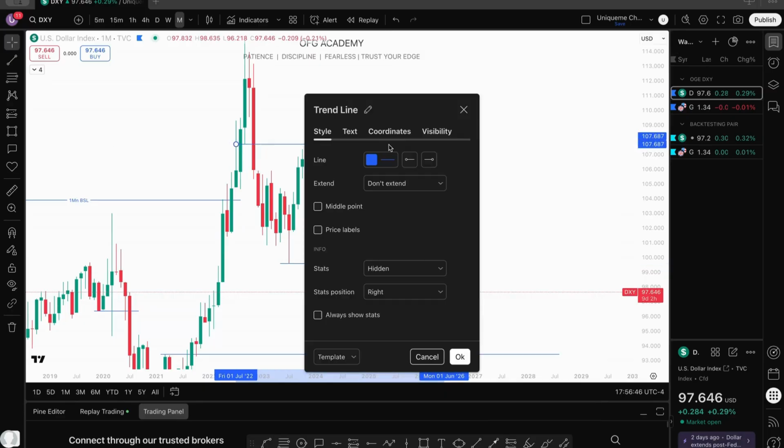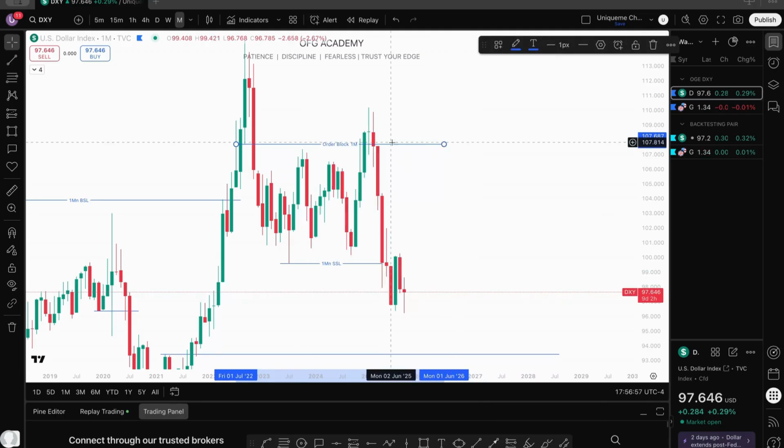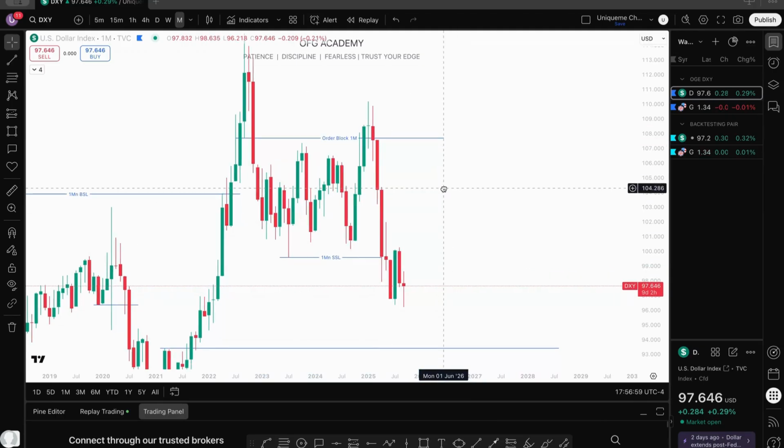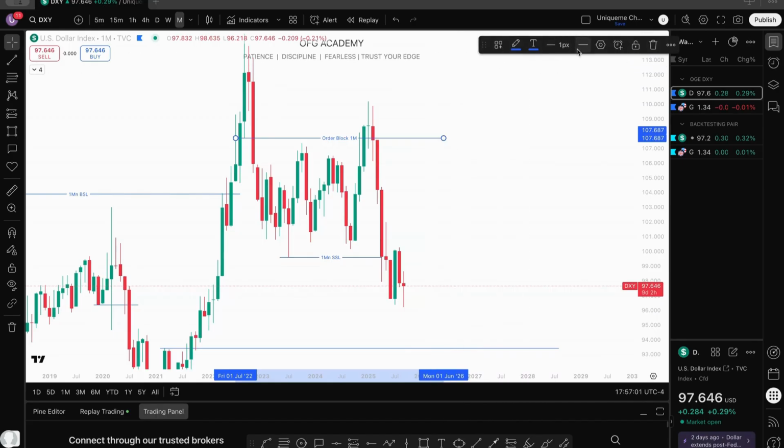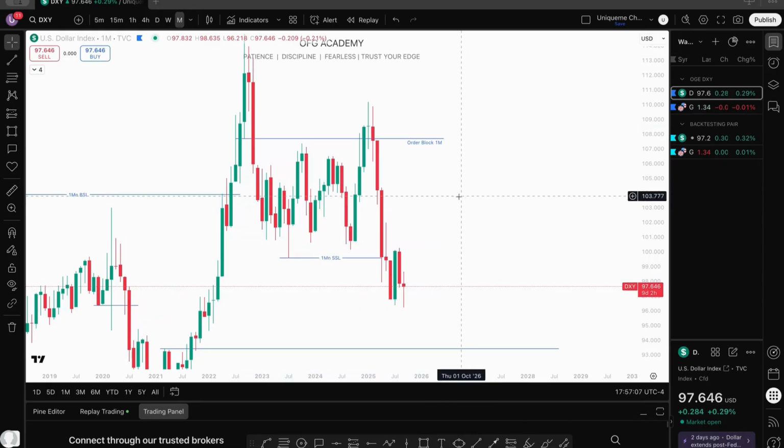Now this is another block, sorry, another block, 1 month, right? 1 month order block. Let me just take it to the side. I've decided to stick with just one pair and see how it goes for me.